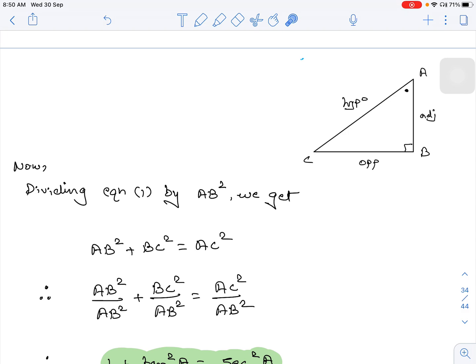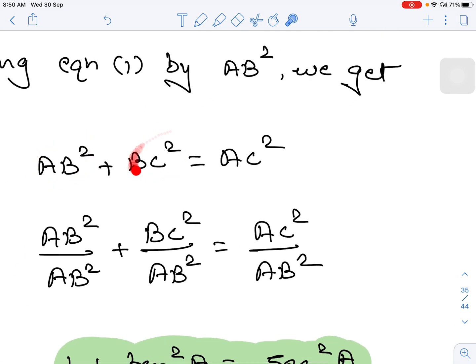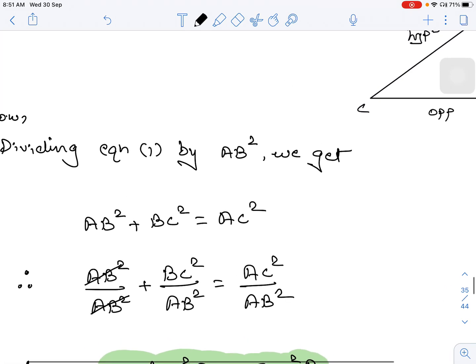So in the first equation we have divided AB square plus BC square equals AC square by AC. Now let us divide this equation by AB square, that is the adjacent side. So AB square will divide each of these terms, and you get AB square upon AB square, then BC square upon AB square, and AC square upon AB square. Then this AB square will get cancelled. Now we get a ratio over here, that is BC upon AB.